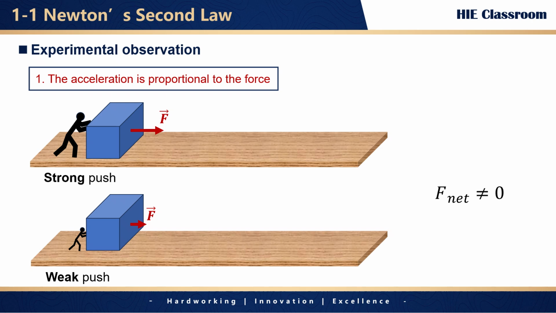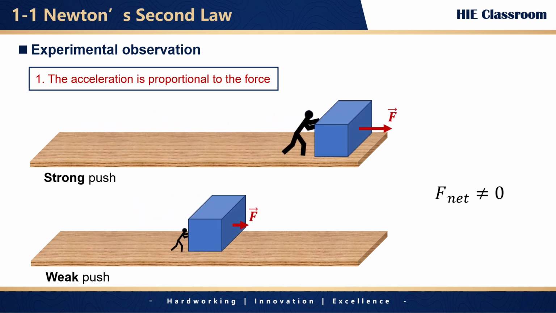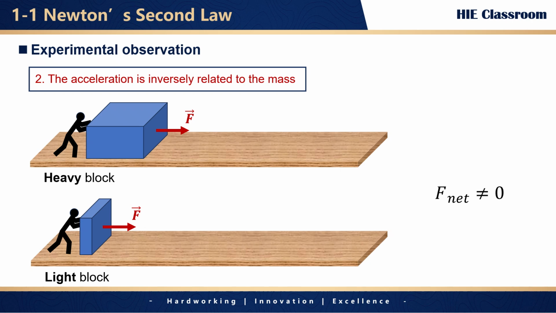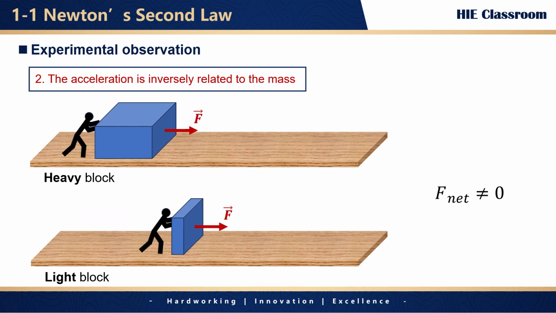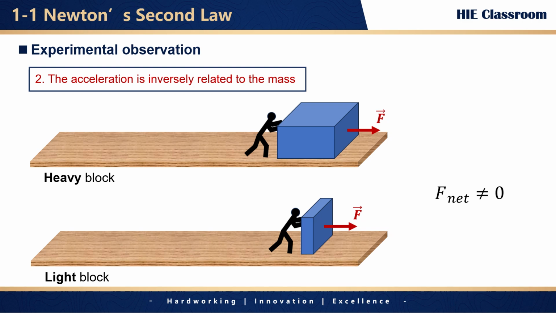As a daily observation, the acceleration is proportional to the force. A strong push results in a faster speed up, while a weak push will have a slower speed up. Meanwhile, acceleration is inversely proportional to mass. So if you apply the same force, a heavier object will speed up more slowly, while a lighter one will speed up more quickly.